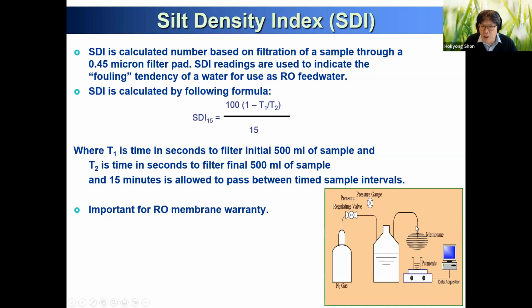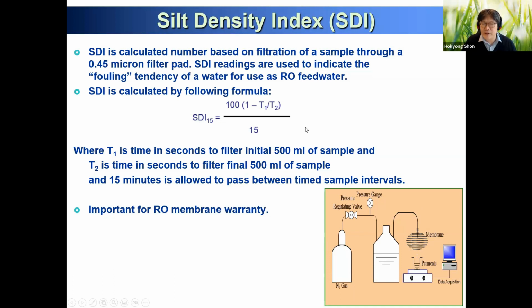If you have cleaner water, your SDI 15 is a very low value, less than 5. But if you have very dirty feed water, this will clog your RO membrane channels, and you will have a very big problem for operation. So SDI 15 has to be less than 5, which gives a good number for feeding your reverse osmosis membrane.